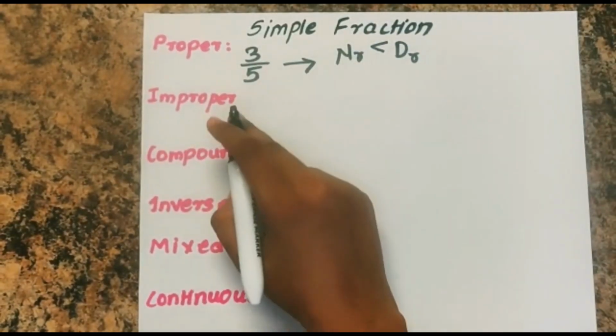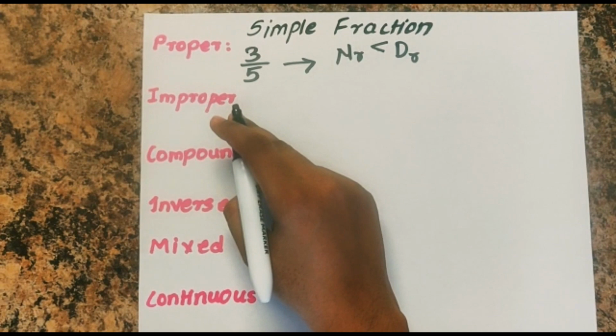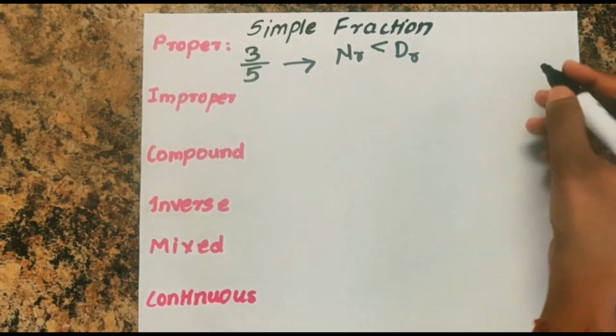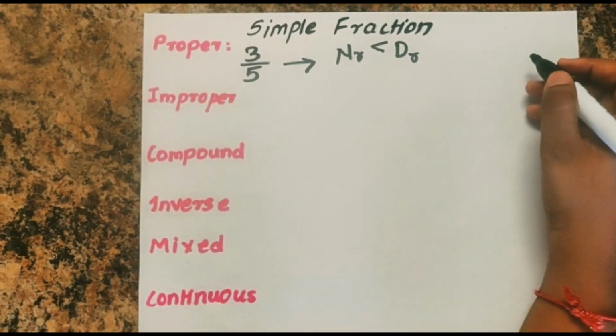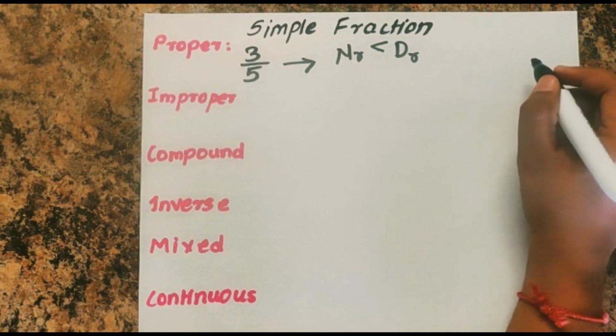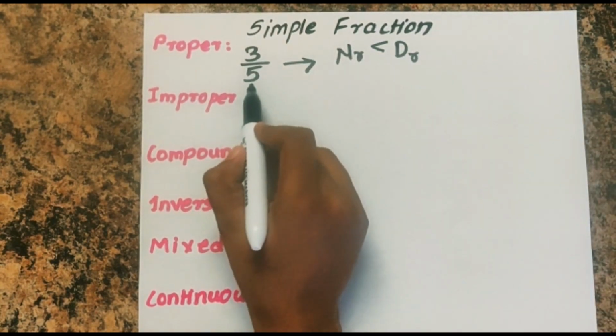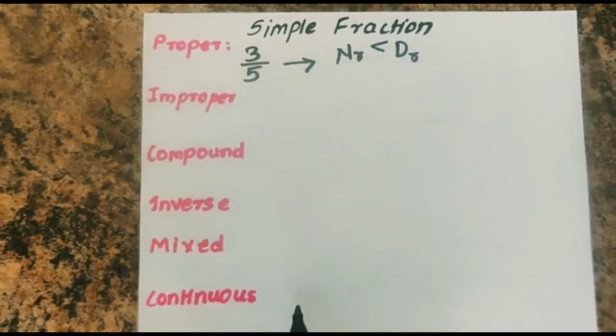A simple fraction is a fraction whose base is other than powers of 10. Here it is 5, which is not 10 or 100 or 1000, because if it is a power of 10, it will become a decimal fraction. So this is a simple fraction, and within simple fractions also there is the type proper.